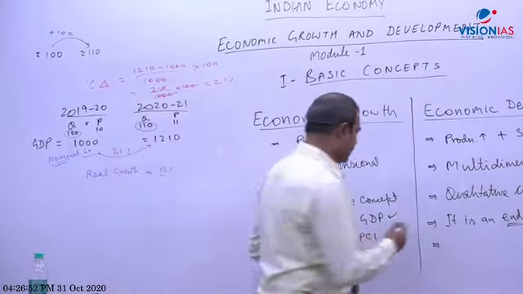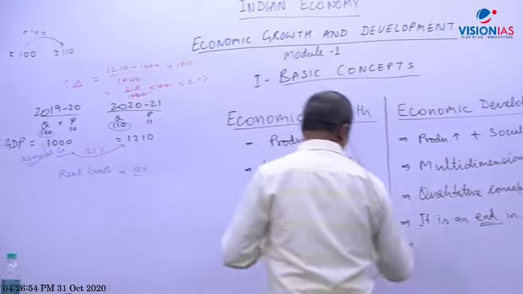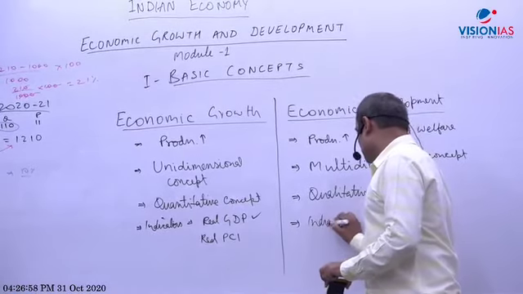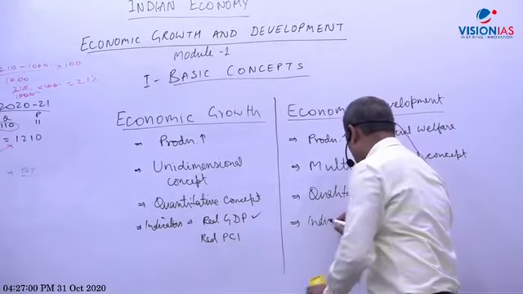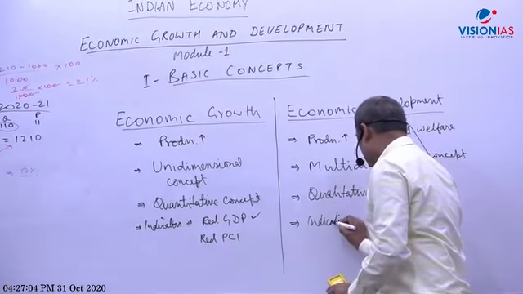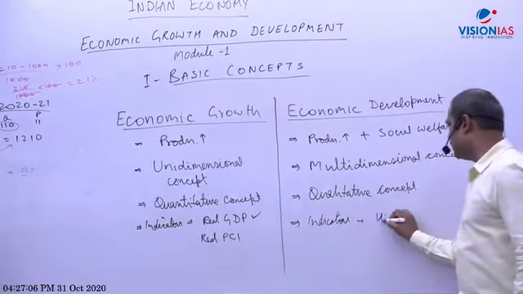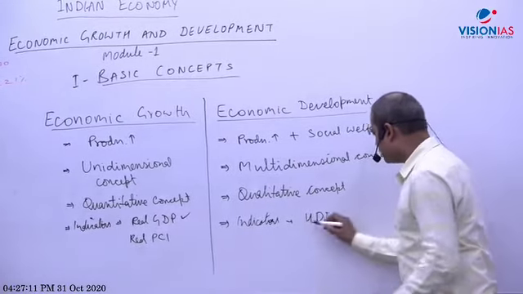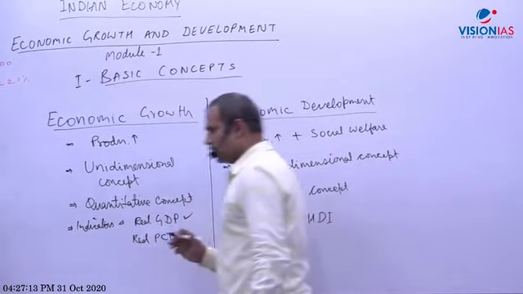Now, what are the indicators of this? What are the indicators of this? I told you already. Indicators are the human development index. The most important is the human development index. It is based on education, health, and standard of living.